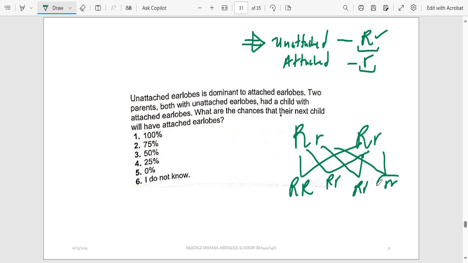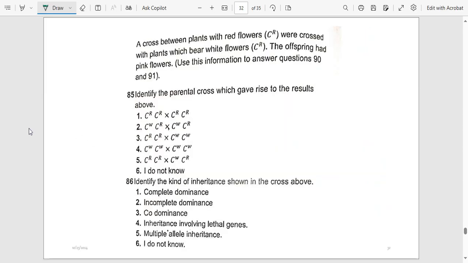So you can see the only way someone can have unattached earlobes is 1 out of 4. If you multiply that by 100%, that is 25%. So there is 25% that the next child can have an attached earlobes.